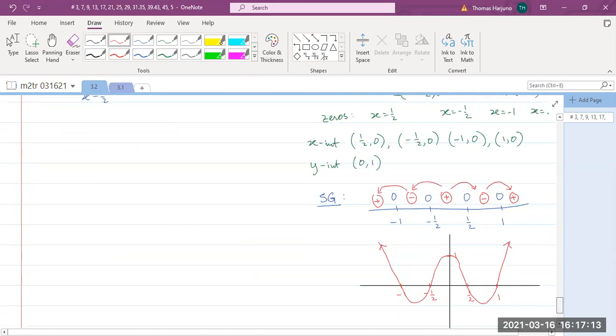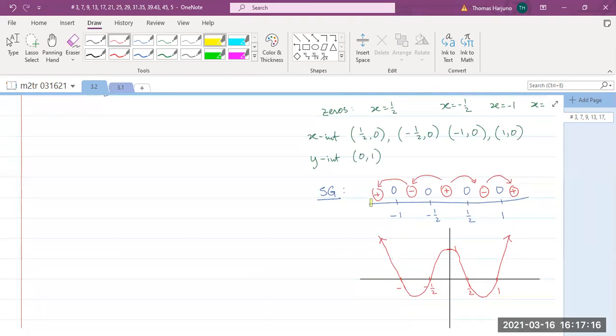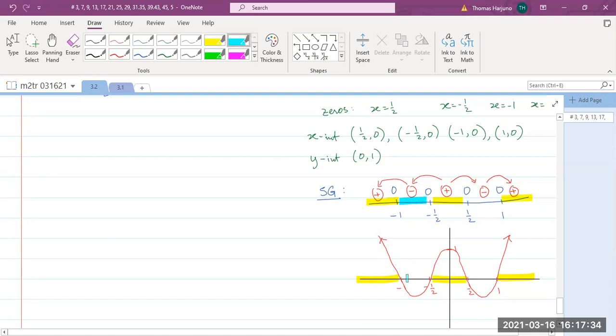From the sign graph, you notice that in this interval, it's positive, which means it's above the x-axis. From negative infinity to -1, -1/2 to 1/2, 1 to infinity, that's above the x-axis. That's why the sign graph is positive. And when it is negative sign, it's below the x-axis. So you see, all of a sudden, whatever you learn about x-intercept, y-intercept, polynomial zeros, the sign graph, the even function, suddenly put together in this one question here.